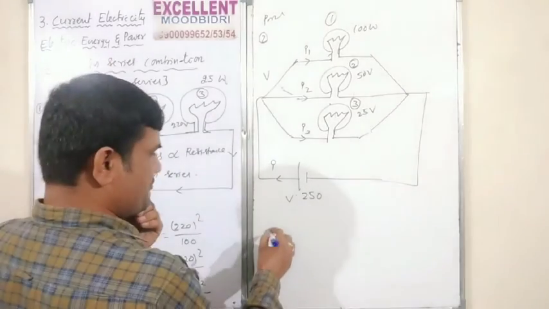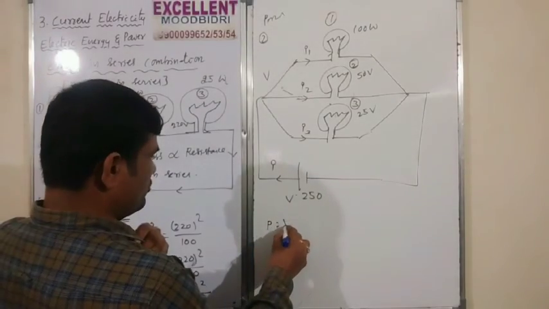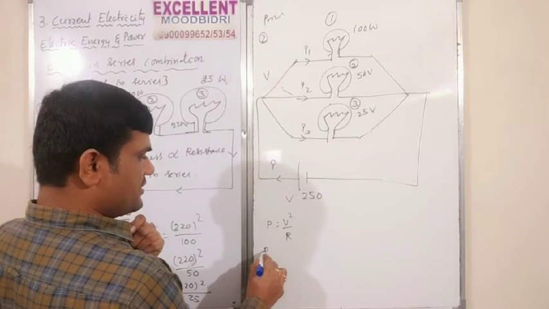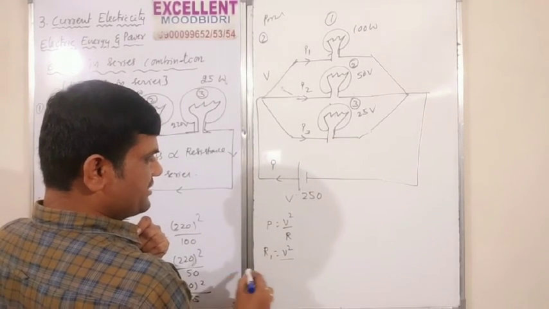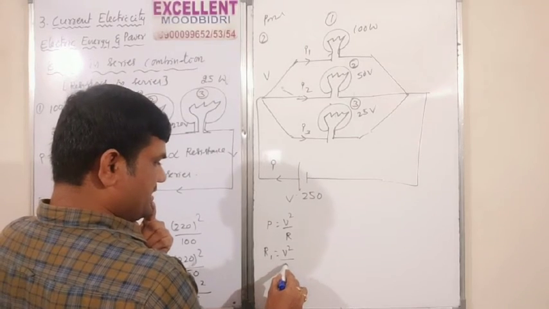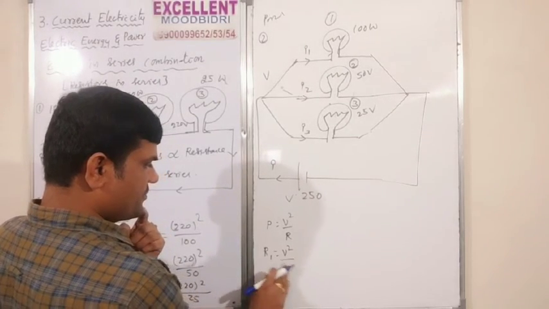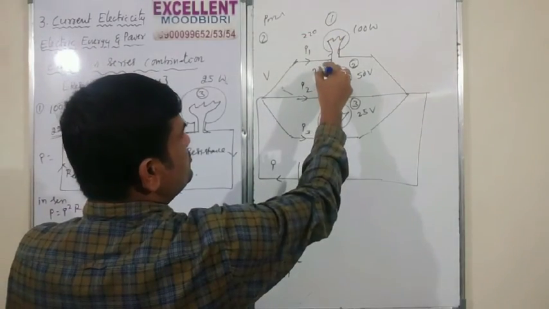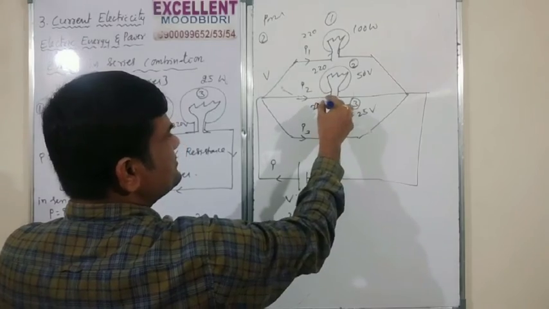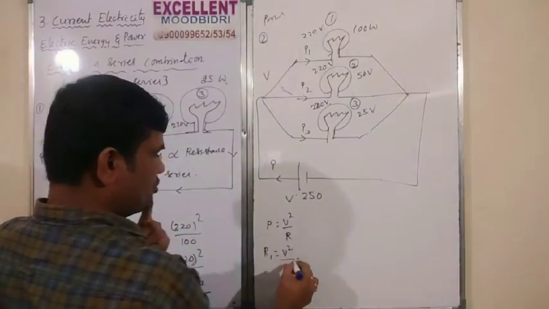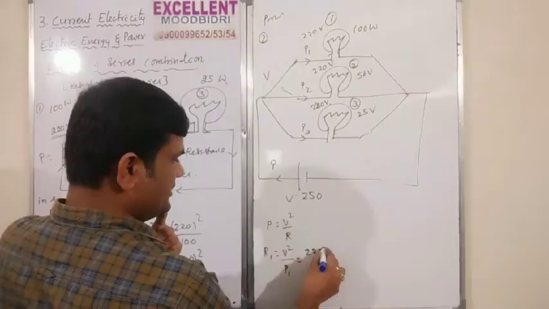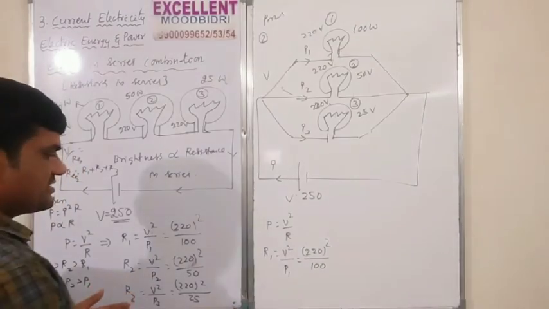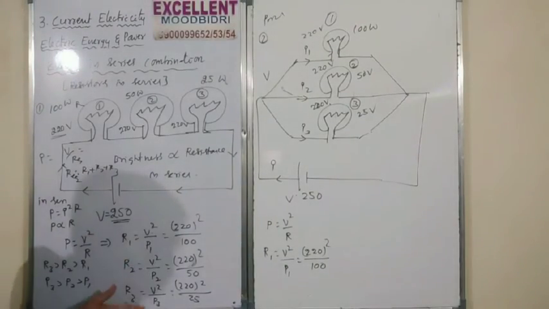Right. So here also the same formula. What is that? P is equal to V square by R. Okay? So I want R1 now. R1 is equal to V square by P1 only, right? V square by P1. So V is equal to how much? 220. That is the Indian system, right? So how much will come? 220 whole square divided by P1, which is 100. The same values only will come.